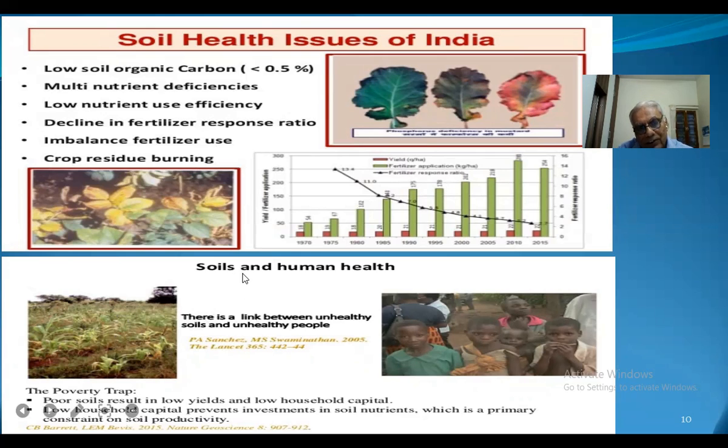Then here I have given one slide, soil and human health. So there is a link between unhealthy soil and unhealthy people. Here you can see that this crop is unhealthy, so the people also are unhealthy. There is a direct relationship between unhealthy soil and unhealthy people. When the soil is unhealthy, it will not supply the proper nutrients to the human being, and therefore their health is not good as compared to healthy soil and healthy people.